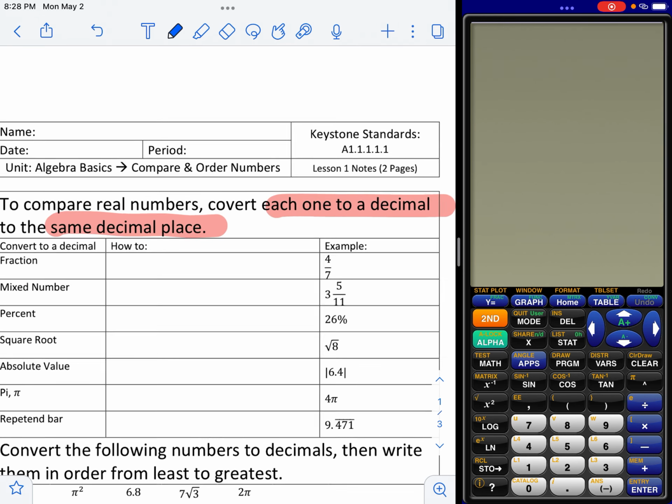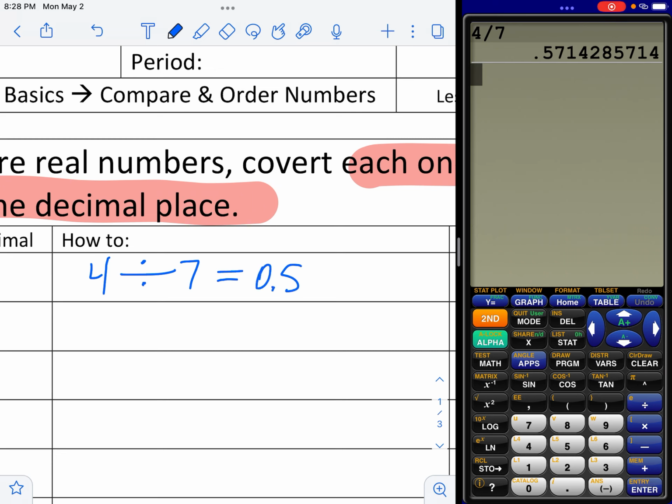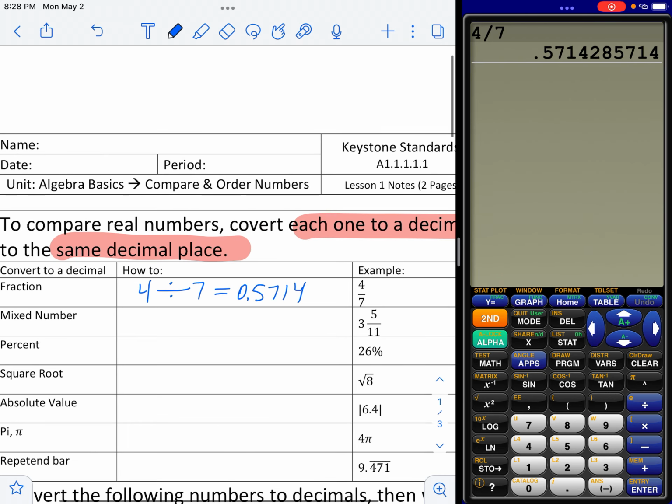All right, so a fraction, how do we do a fraction? We take the numerator divided by the denominator. So 4 divided by 7 is going to give us the decimal form of that. So 4 divided by 7, on my calculator over here, gives me 0.5714.